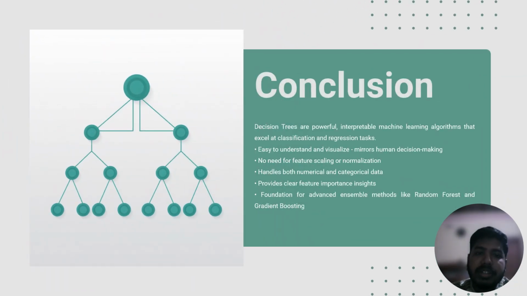In conclusion, decision trees are powerful yet simple machine learning algorithms. They mimic the human decision making process and are very easy to understand and require very little data preprocessing. They give us clear insights about which features are most important, and they also serve as the foundation for more advanced techniques like random forest or gradient boosting.